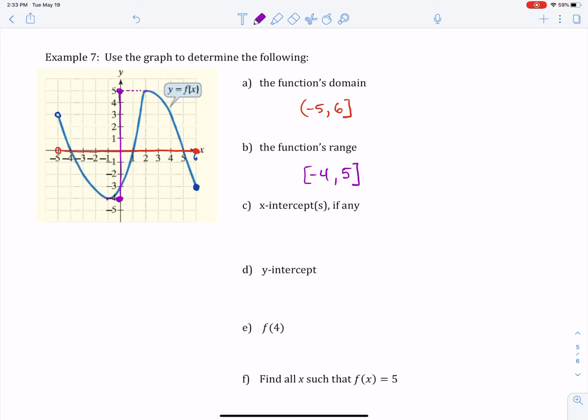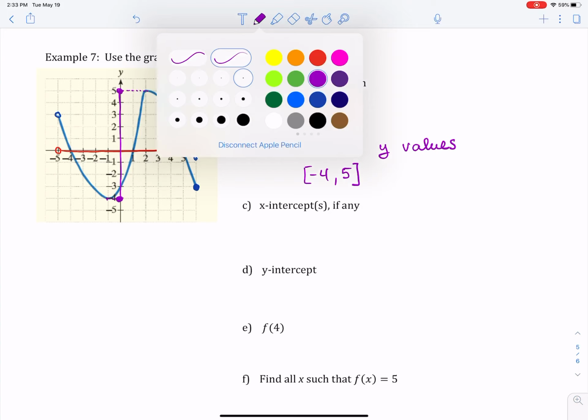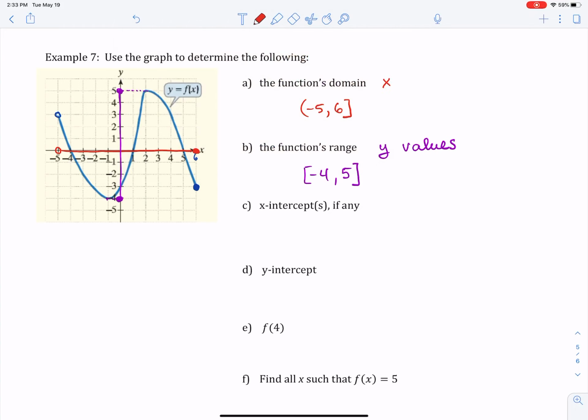So when I state what the domain and the range are, I'm not thinking about how many times this graph crosses through each point, but I'm thinking about what possible y values this function gets to answer the range, and what possible x values this function needs to be drawn.